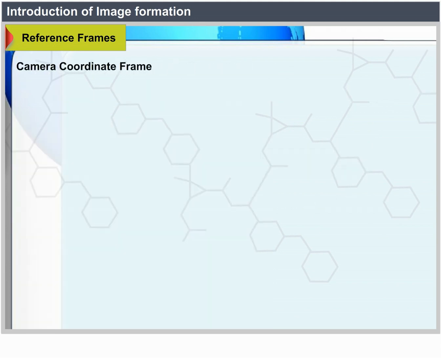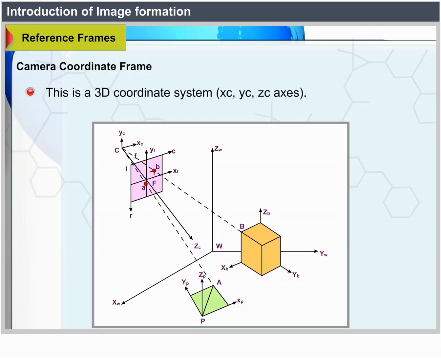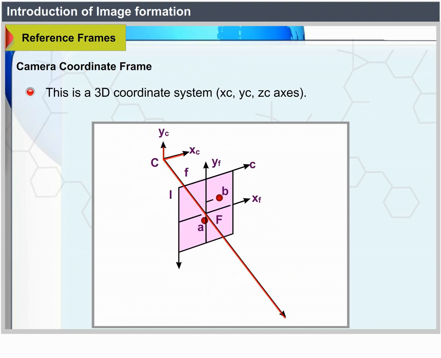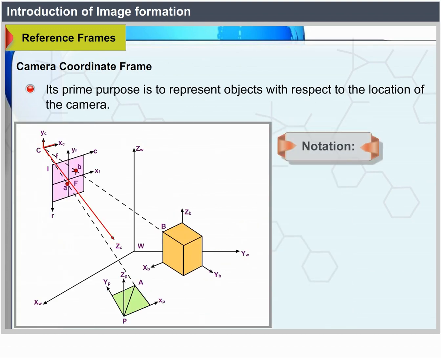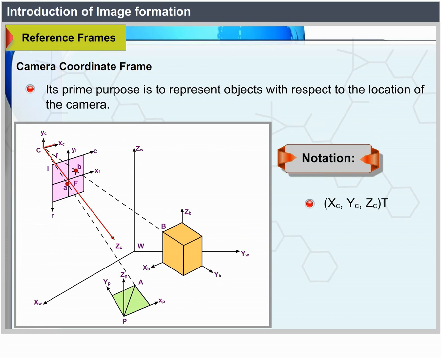Camera coordinate frame. This is a 3D coordinate system with xc, yc, zc axes. Its purpose is to represent objects with respect to the location of the camera. Notation: (xc, yc, zc)ᵗ.